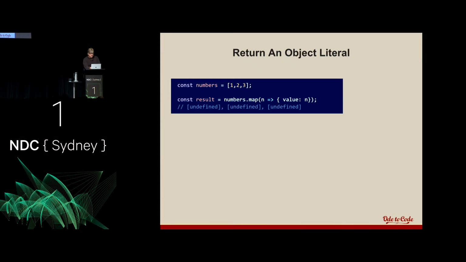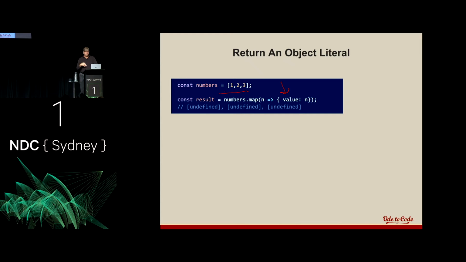Here's a piece of code right here where someone is saying, I want to take these numbers and I want to map them into objects where I would expect to get back 3 objects that would be value colon 1, value colon 2, value colon 3. But what I will actually get back is an array with 3 undefined values in it, because when the JavaScript runtime evaluates this expression with the curly braces, it doesn't see that as me trying to return an object literal. It sees that as me trying to open up a code block to perform some work.